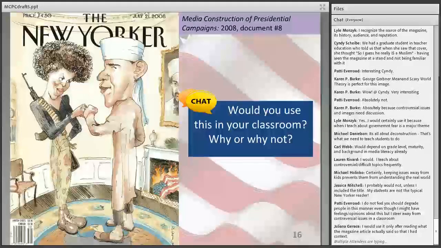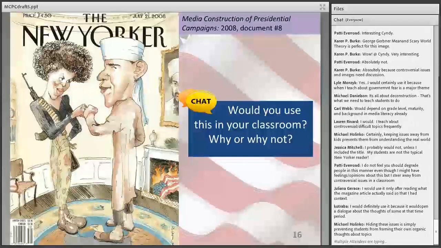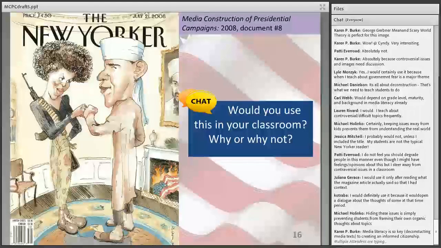Many of us feel that it's important to teach about controversial and difficult topics. Many of us do it on a regular basis, and yet we really need some training capacity to be able to do that in a way that helps people come away with a sense of mutual respect and deeper understanding. Keeping kids away from critical issues prevents them from understanding the real world.